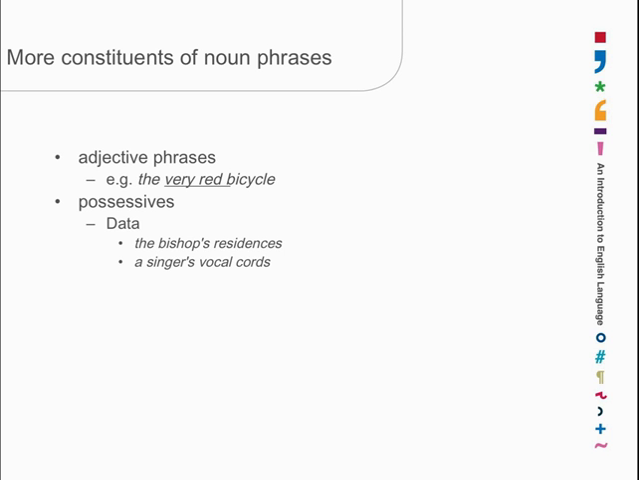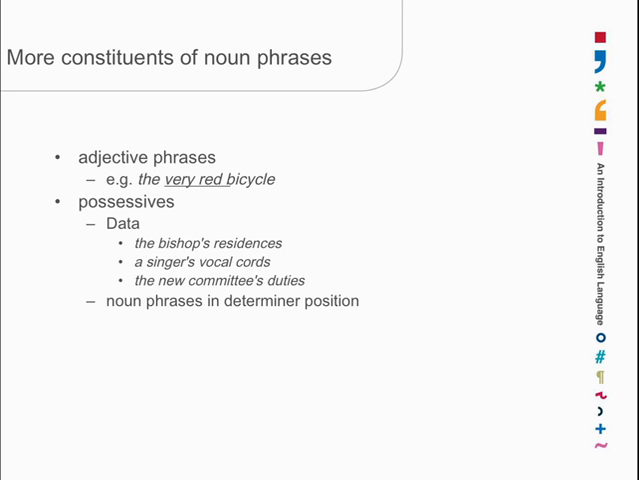It doesn't necessarily have anything to do with possession in some funny sort of way. A singer does have vocal cords. They do sort of possess them, but they haven't bought them at the supermarket. The new committee's duties. This is a singular committee, and so the apostrophe S comes after the noun phrase. So these are noun phrases in determiner position.